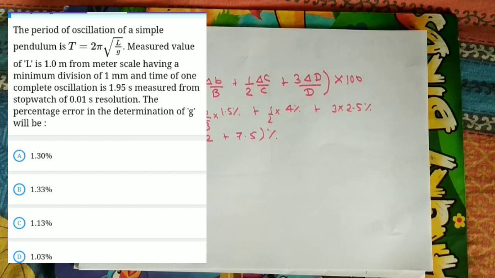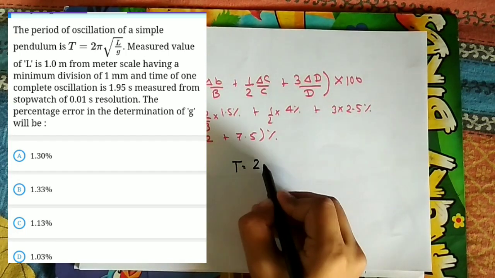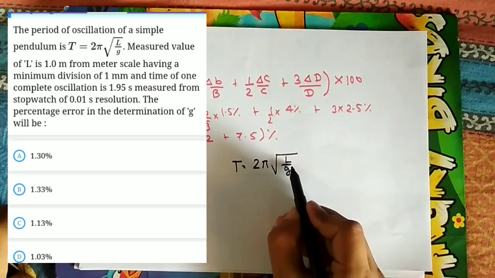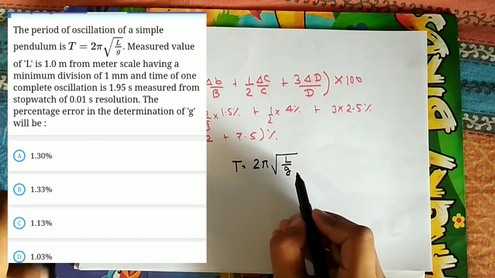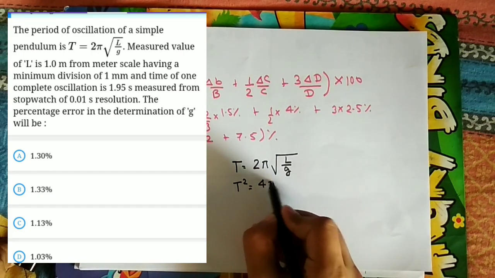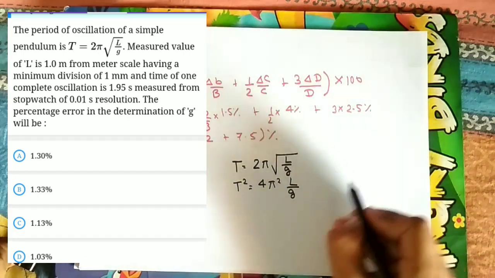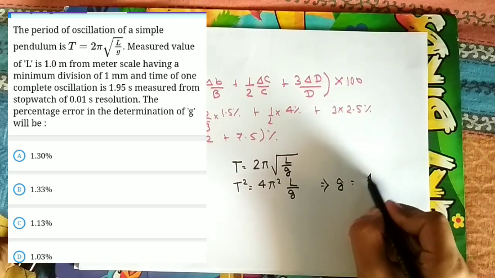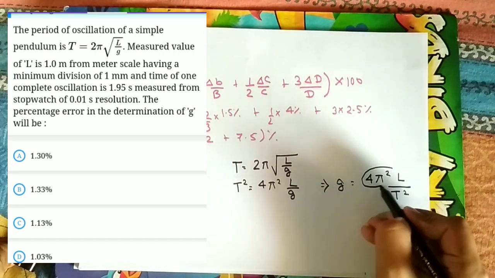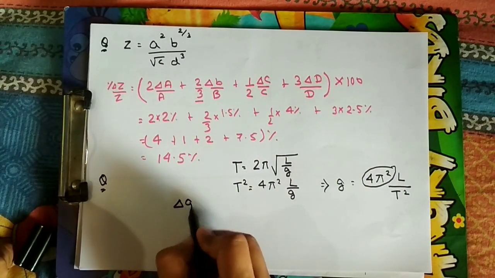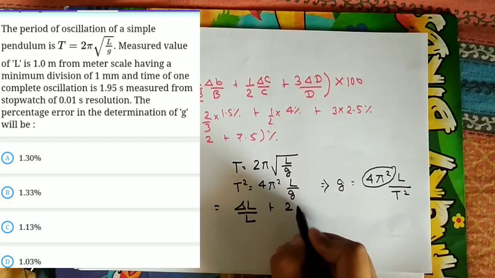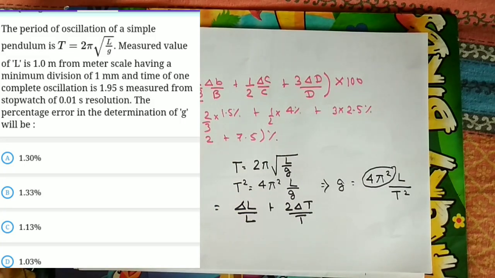The given expression is T is equal to 2 pi root L upon G, which all of you must be knowing. We have to find percentage error in G, so write down the expression for G. So we will square both sides. Now the expression for G will be 4 pi square L upon T square. These are constants, that doesn't make a difference. So we will write delta G upon G will be delta L upon L plus 2 times of delta T upon T. Now put the values.